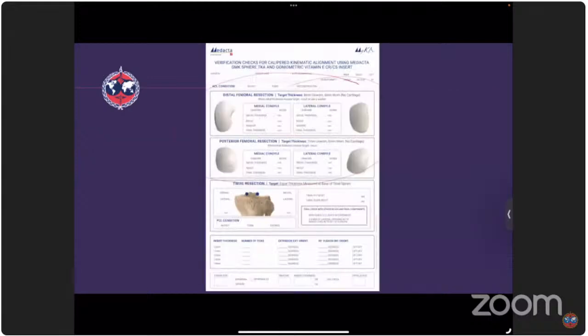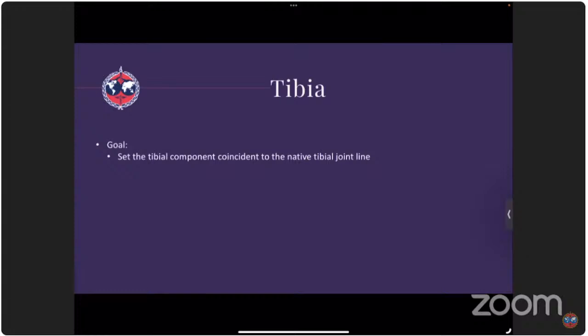This is a verification check sheet used by Dr. Howell, and it has the distal femoral resection and the posterior femoral resection, including a recut if you had to do it. The important thing is that what you cut should equal the thickness of the implant. Going all the way to the tibia, we set the tibial component coincident to the native tibial joint line.